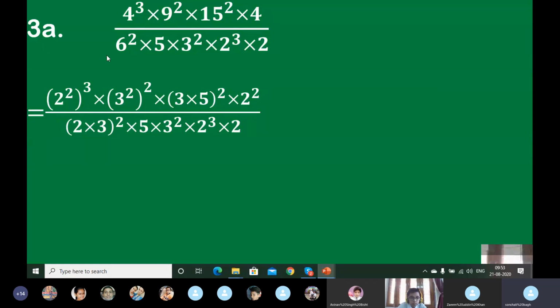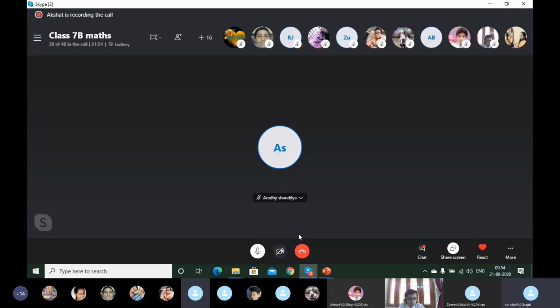Come to the denominator section. 6 is substituted by 2 into 3 whole to the power 2. 5 is again given as the rest is copied. Clear? Any confusion here? Any confusion here? No, ma'am.